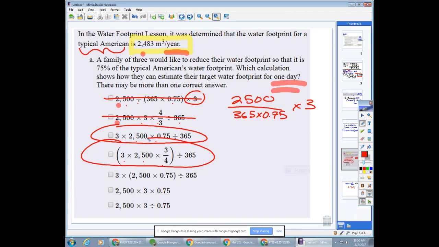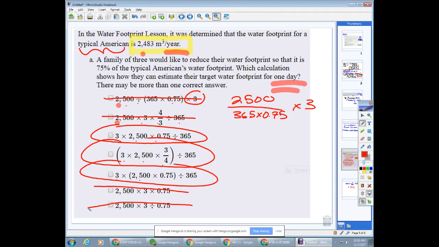I think the next one's good too, isn't it? 3 people times 2,500, take 3/4 of that, divide by 365. That one's good. The next one seems to be missing the days in a year, so it's out. So it looks like there's 3 correct options. And I think when you get it, those might be shuffled a little bit.